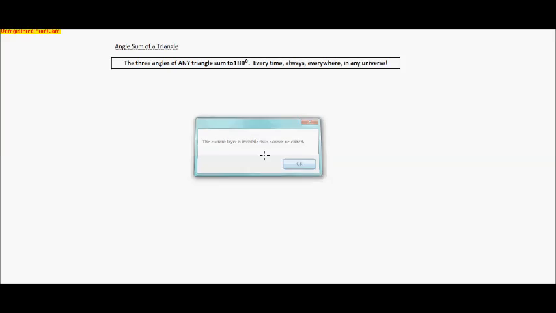Okay, so I can take any triangle that I want, and any triangle means that it's going to be any triangle.